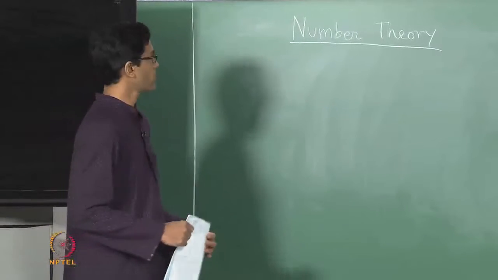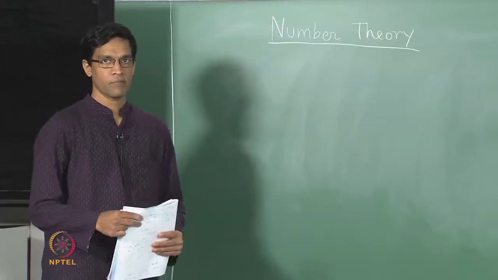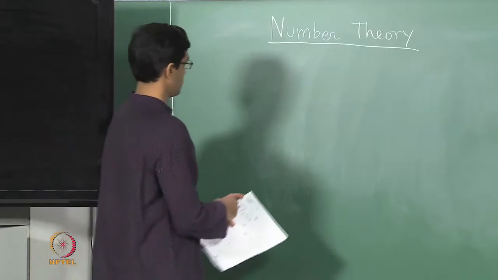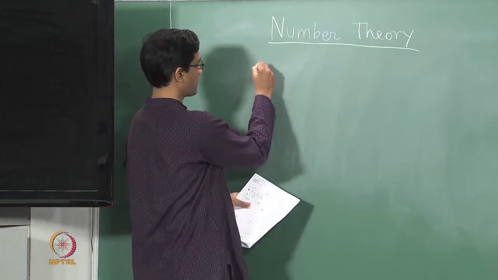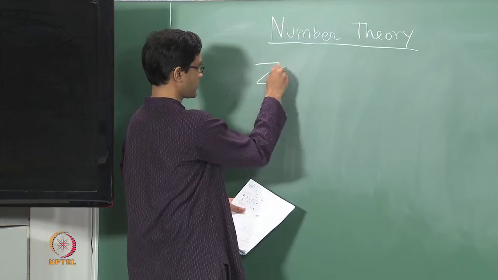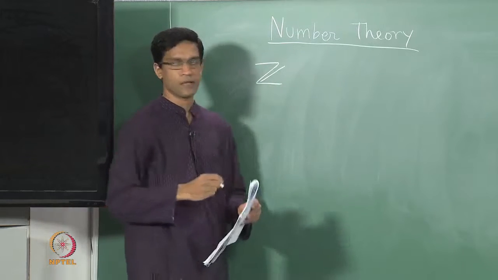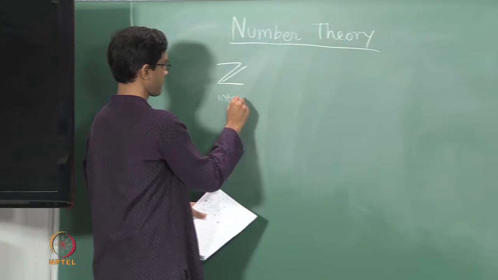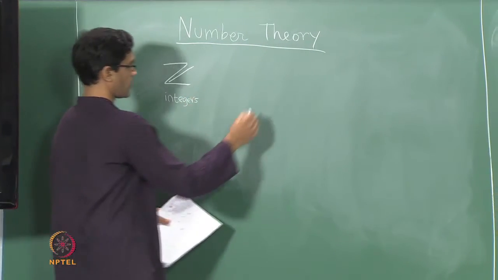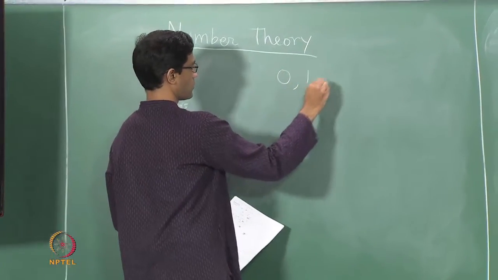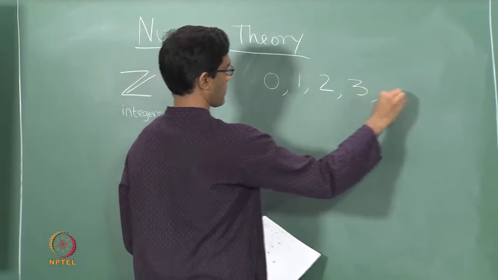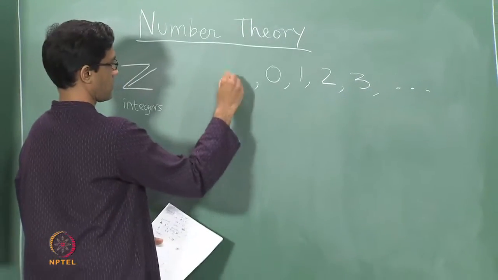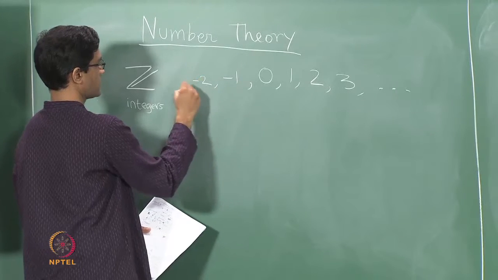Okay, so today we will talk about some elementary number theory. Number theory really concerns properties of the set of integers. So let us denote that set by Z. This is the set of integers. Recall this is just all numbers 0, 1, 2, 3 and so on. Also the negative integers.